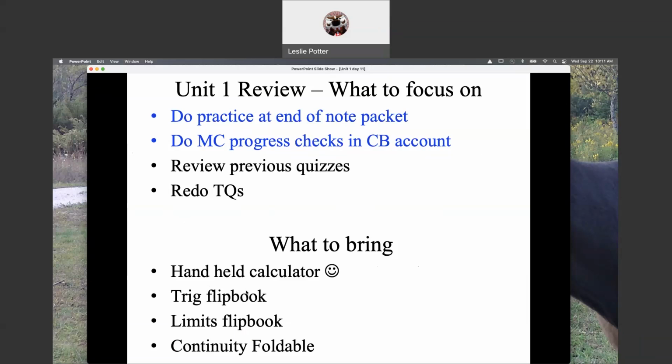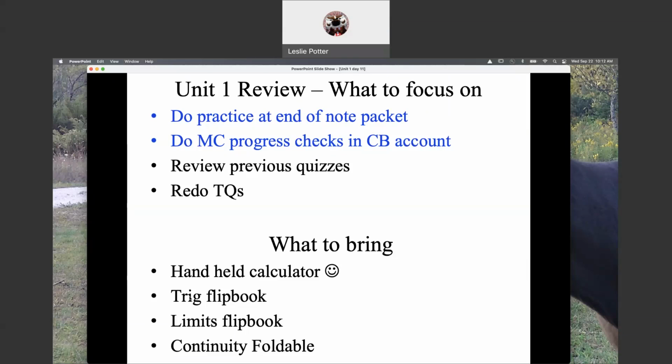Okay, what to bring? We need our handheld calculator. We need our personal calculator, this guy, right? Because we will be using it for submitting our answers to the tests. So we need our handheld calculator, and then remember that you can bring your flip books and your foldables.